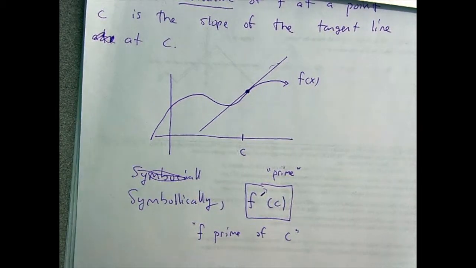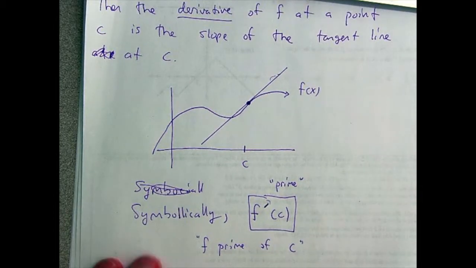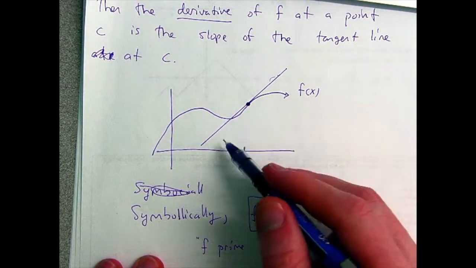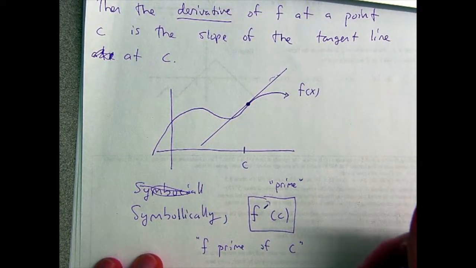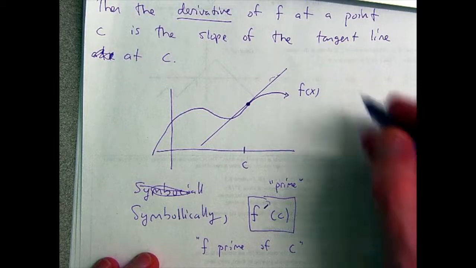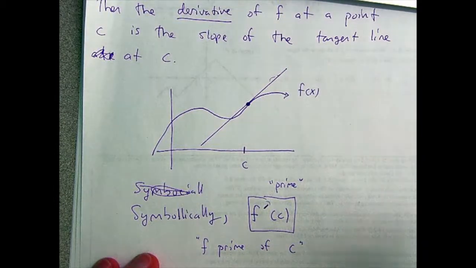As far as exactly what f prime of c would be in this particular example, I guess it's whatever the slope of this tangent line is, which is hard to figure out exactly, but it looks like maybe it's 1, or a little steeper than 1, maybe like 1.2 or something.